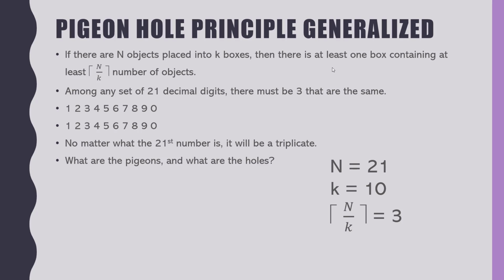So n is the number of objects, there's 21 objects, and k is the 10 boxes to place them in. It can only fit in a 0 through 9 box, right? If all 21 digits happen to be a 1, they'd all be in one box. So with these kinds of problems, it's very important to be able to recognize what's the pigeon and what's the hole.